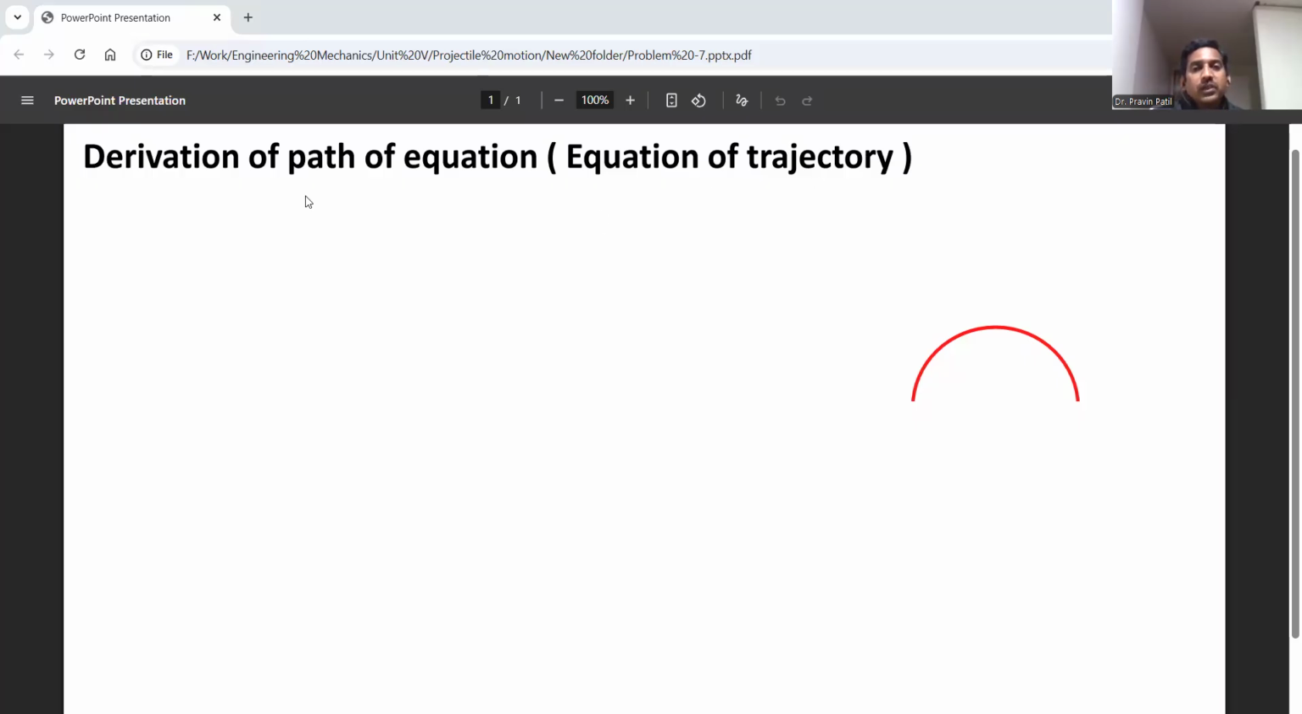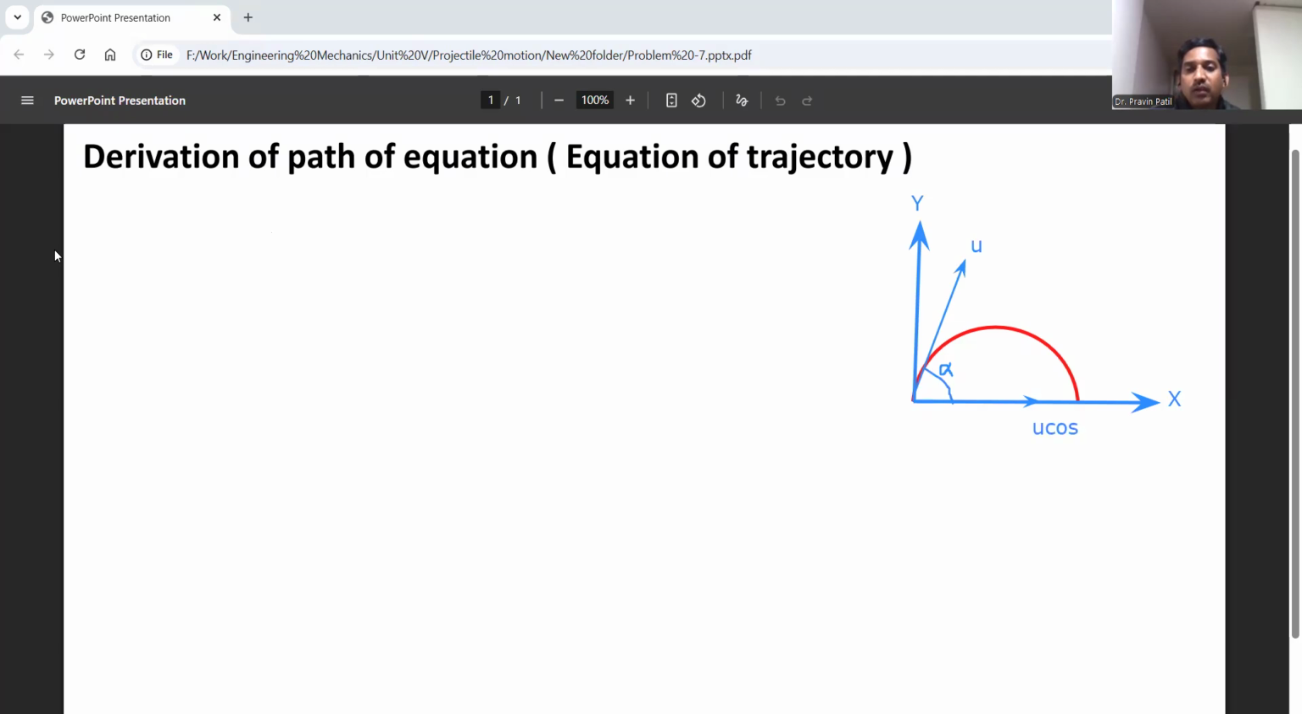Derivation of the path equation, that is, the equation of trajectory. So this is a projection. Draw the x-axis and y-axis. Draw the tangent to this projection, that is u, the velocity, at an angle alpha with respect to the horizontal. Resolve this into two directions.